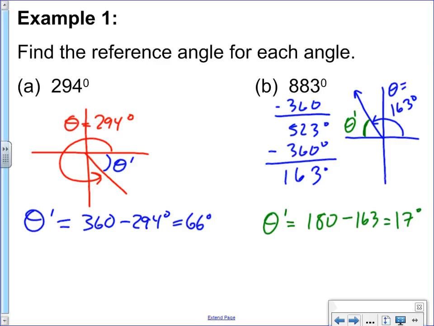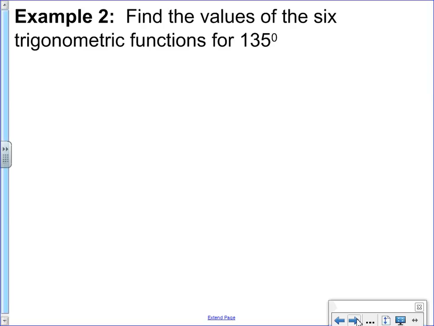I still don't find the purpose of this, Miss Fleck. Oh, you will. You will. All right. Here's how we bring it together from yesterday. 135. This is one of my favorites. Find the sine, cosine, and tangent of 135 without a calculator. You can do it.